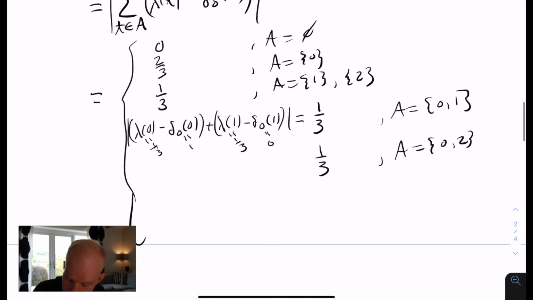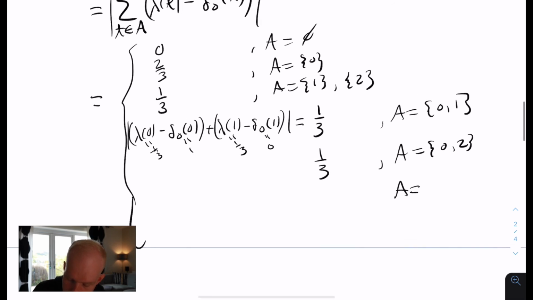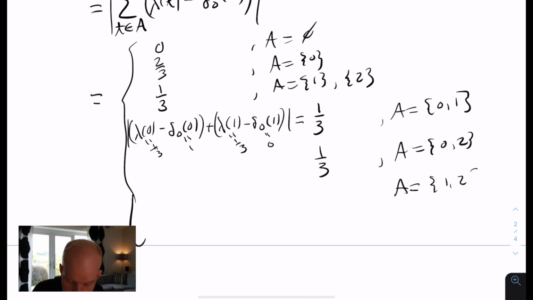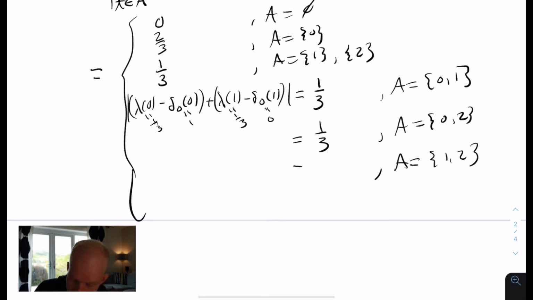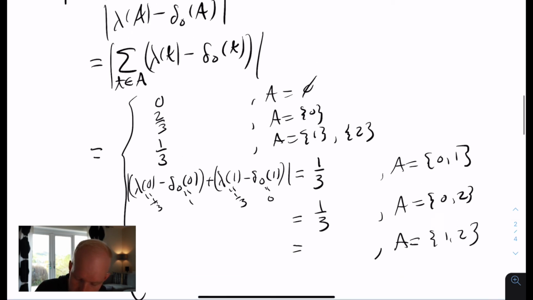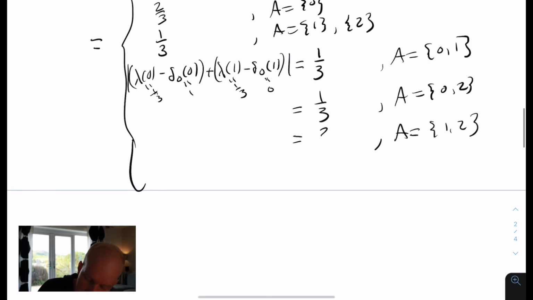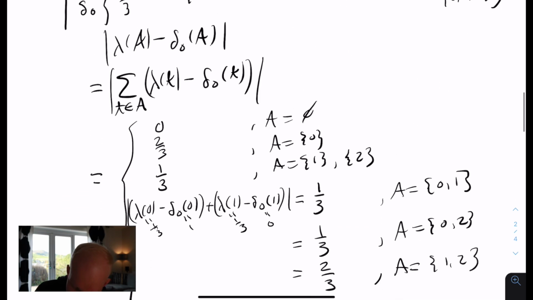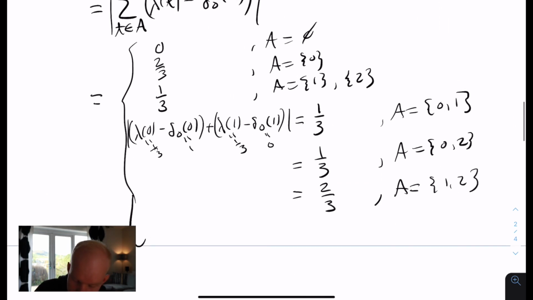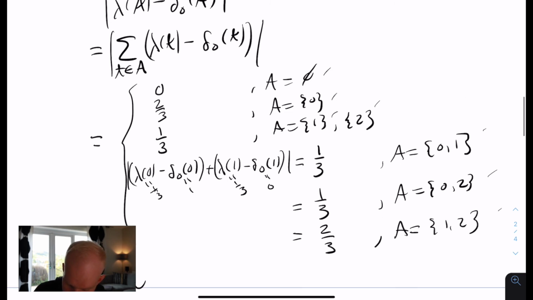Then you have a equal to {1, 2}. So here you basically have none of the Dirac mass. So the only way you can get mass here is from the Lebesgue measure or the uniform measure. And then here you get 1/3 plus 1/3, so it's 2/3 from these two examples. Do we have any sets left? So this is 1, 2, 3, 4, 5, 6, 7. And then we have the last one.